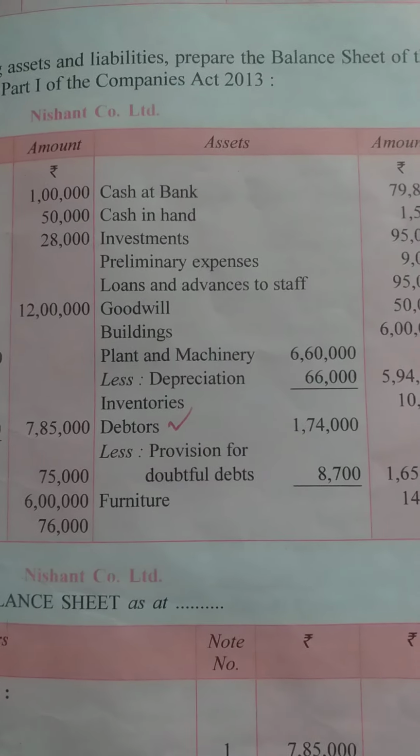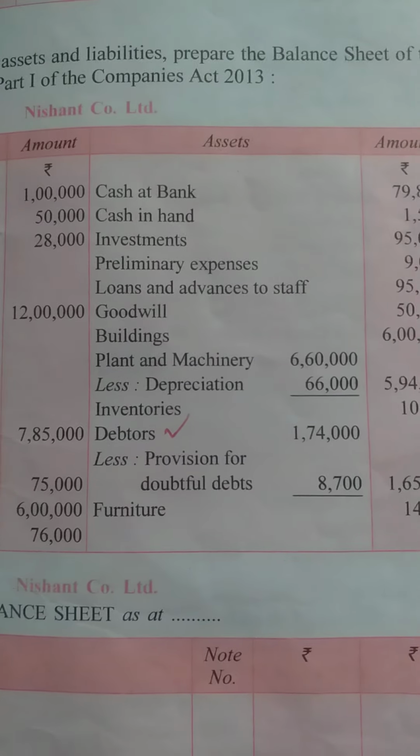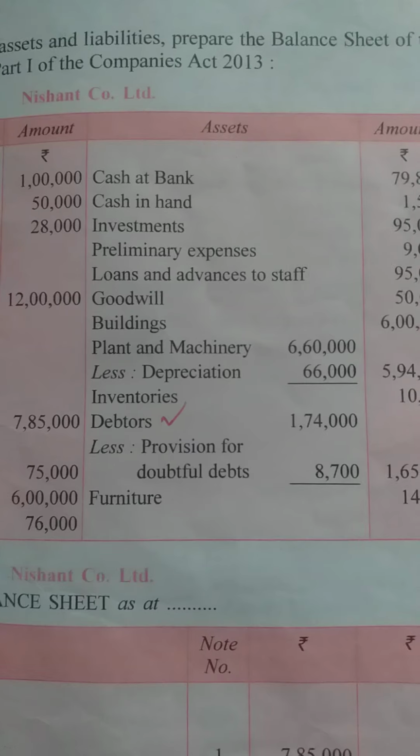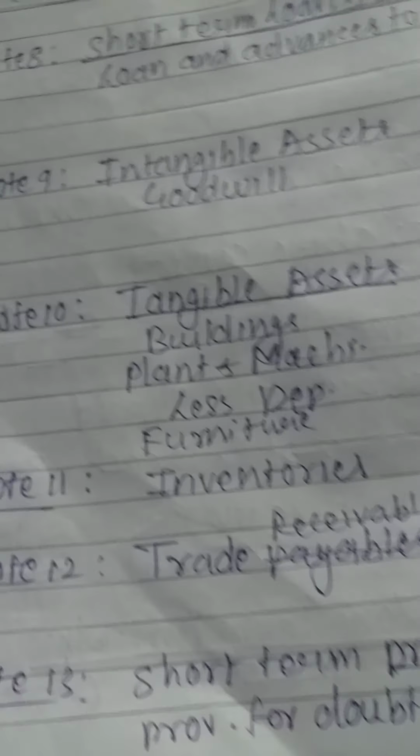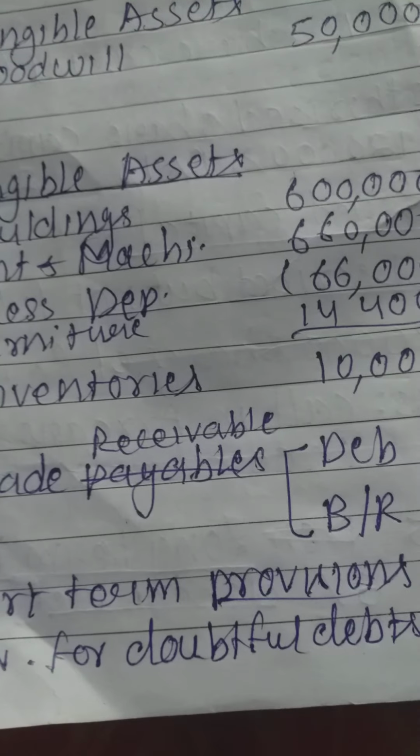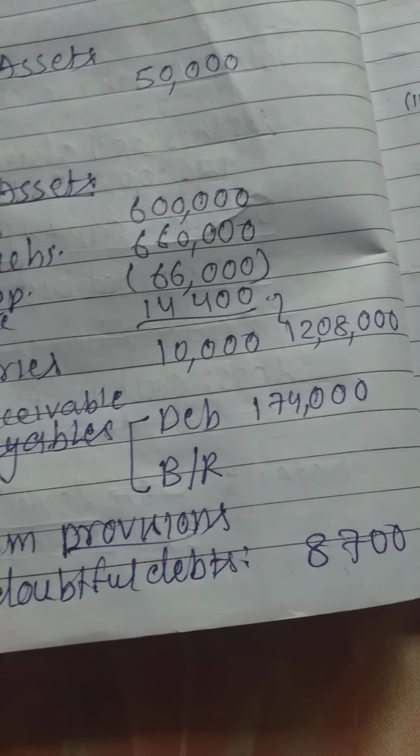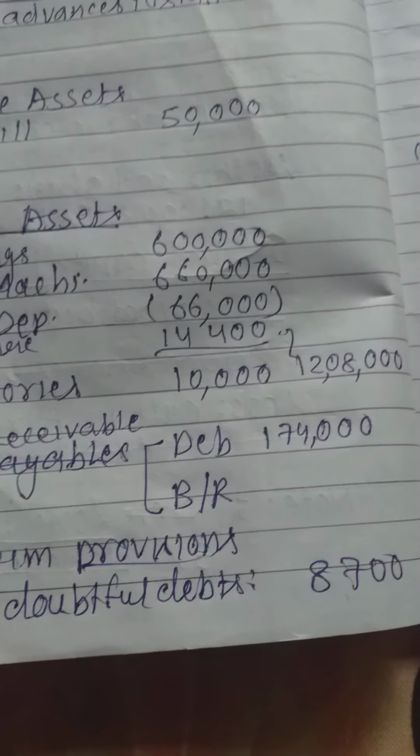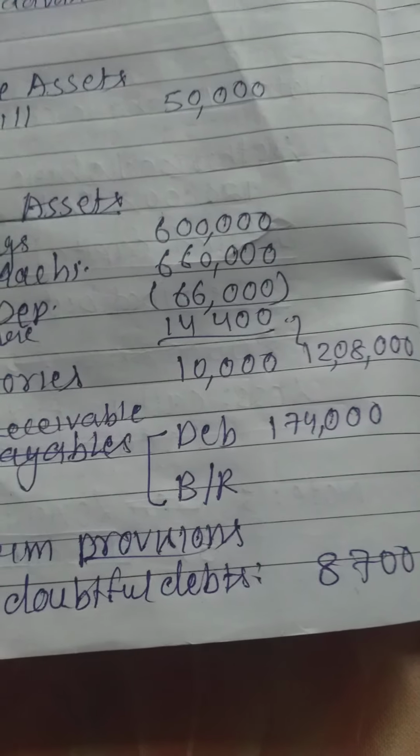Now this one is important. Listen to it very carefully. Debtors are a part of trade receivable. But here the provision for doubtful debts is also given to you in the question. So what you have to do? In debtors, you have to write 1,74,000. Debtors will come under the heading trade receivable. Note number 12, trade receivable. Trade receivable consists of two things. One is debtors, other is bills receivable. Bills receivable has not been provided to you in the question. So you have to write what? Debtors, that is equals to 1,74,000. Okay.